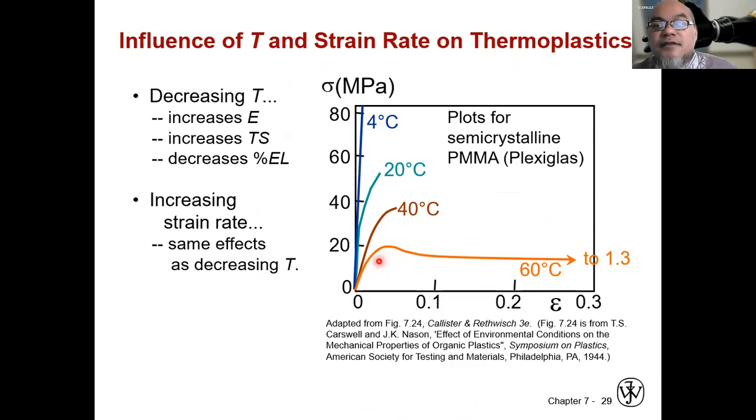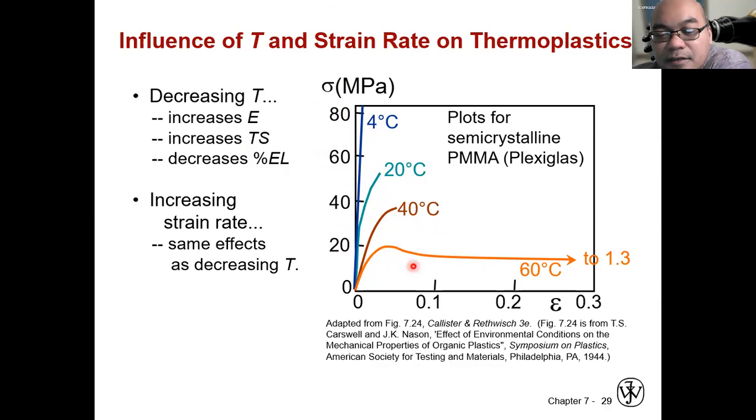Temperature and strain rate can also influence this. For example, for thermoplastic polymer, when you decrease the temperature, the Young's modulus will increase. The tensile strength will also increase. However, the ductility will decrease. The percent elongation decreases when temperature is decreased. The vice versa is also correct.